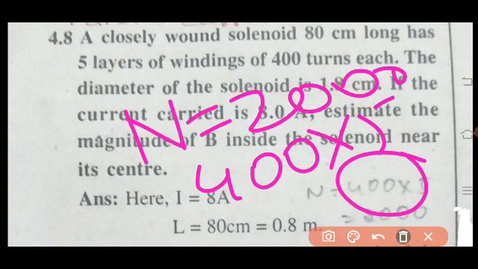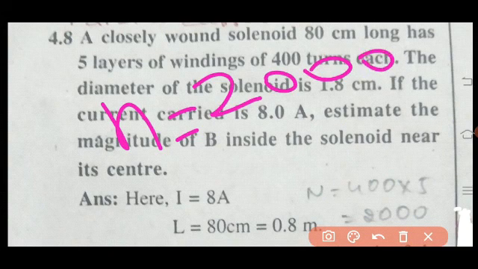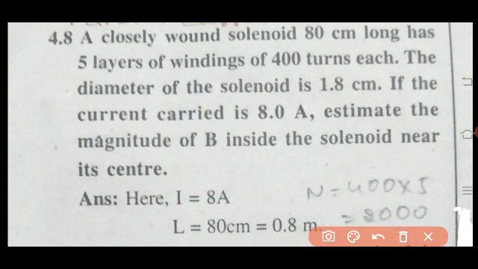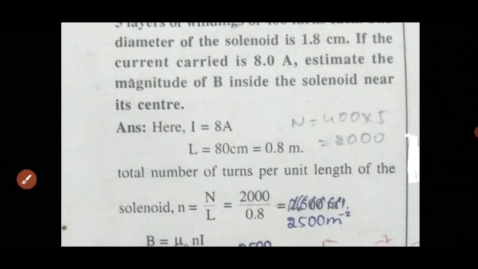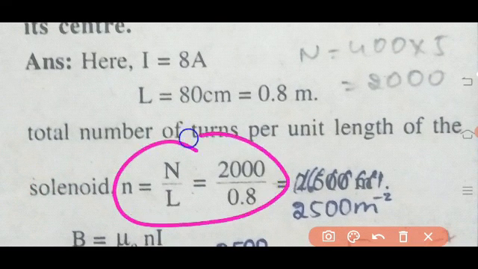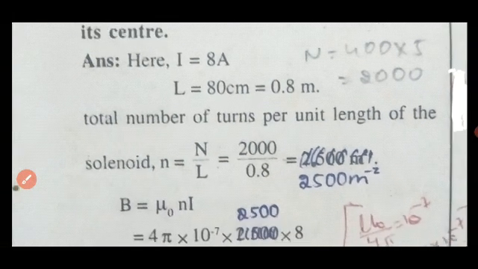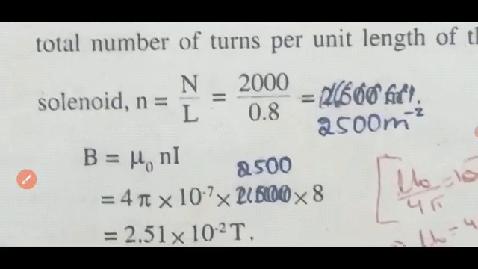Okay, so once you get N, you can find small n, that is number of turns per unit length. So this is the total number of turns, 2000. What is the total length? That is 80 centimeter, which is nothing but 0.8 meter. So you can find the n value: 2000 by 0.8. Once you get this value, you can solve it very easily.